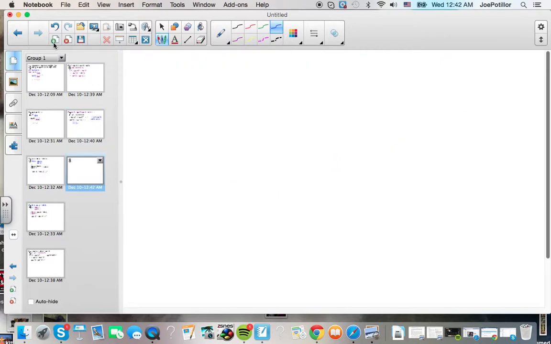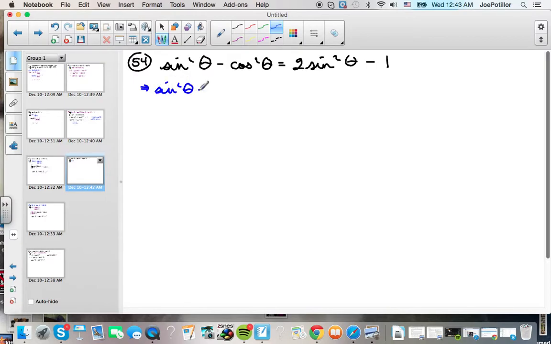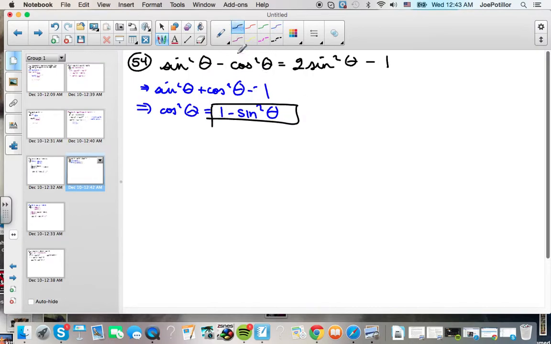54. We have sine squared theta minus cosine squared of theta is equal to twice sine squared theta minus 1. Okay, so for this one, what we need to do is change cosine using the Pythagorean identity once again. So we have a Pythagorean identity: sine squared of theta plus cosine squared of theta is of course 1. Thus, cosine squared of theta is 1 minus sine squared of theta. From here, we take the 1 minus sine squared theta and substitute that for cosine squared theta.